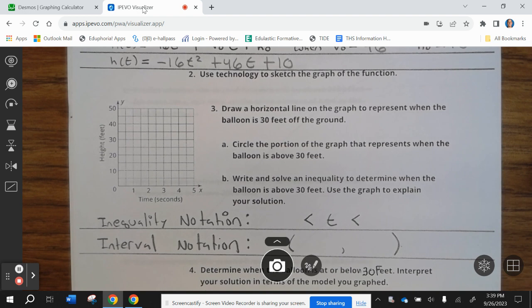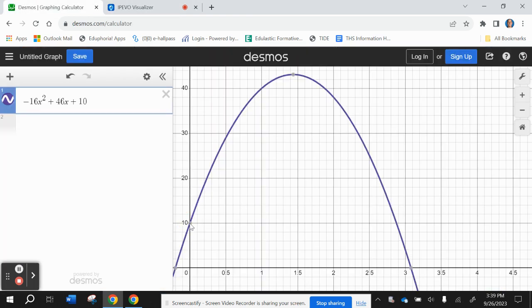Now draw a horizontal line on the graph to represent the balloon. Let's get our graph first. So let me get some points. This is a good point. This is a point we'll just have to approximate. And this is a point that we can use. So 0, 10. Let's approximate that 1.4, comma 43.1, and 3.1, comma 0.